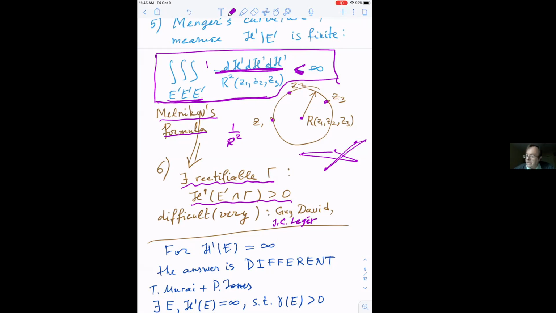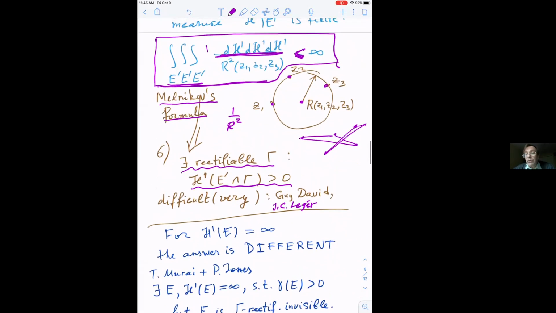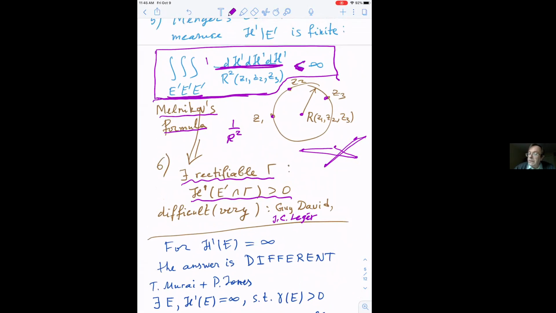These are papers in Annals of Mathematics in, I think, the late 90s. So that's true: if you have finite Menger curvature, you do construct a rectifiable curve that intersects your set on positive length. And that finishes the proof of the Painlevé-Vitushkin conjecture.